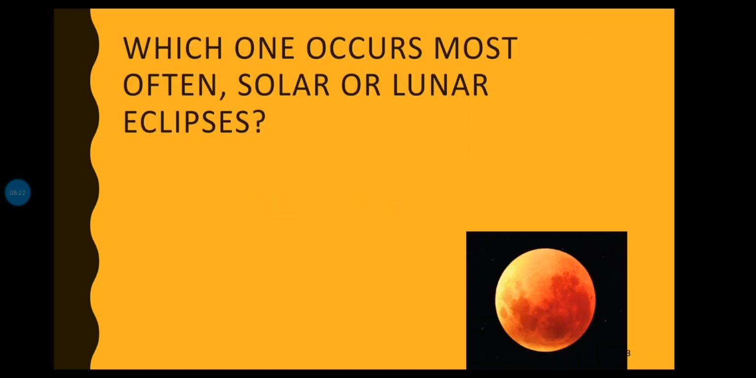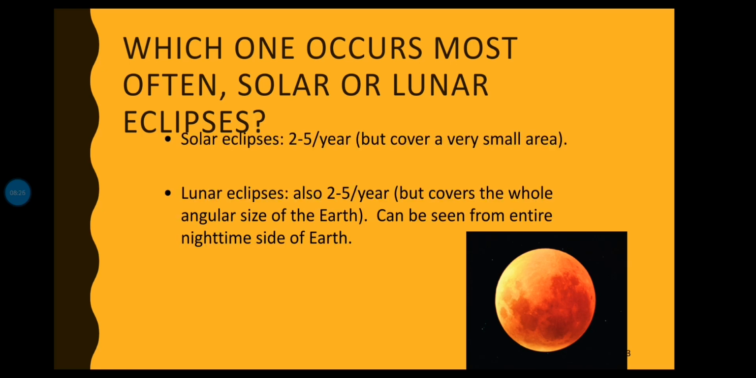Which one occurs most often, solar or lunar? Let's see. The solar eclipses occur 2 to 5 times per year, but they cover a very small area. As for the lunar, they occur as well 2 to 5 times per year, but they cover the whole angular size of the earth. This is why we think that the lunar eclipses occur more often than the solar.